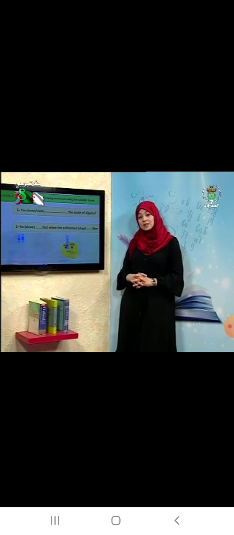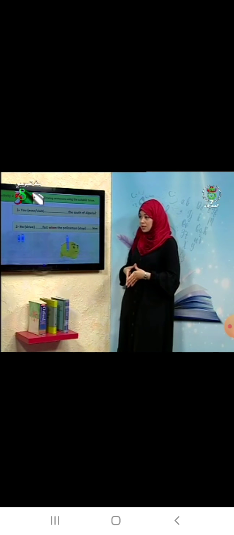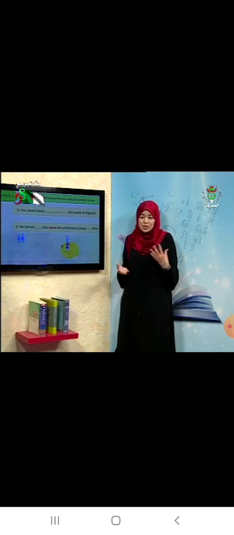Here we have the time marker ever. When we hear the word ever, which tense comes to your mind? Yes, it's the present perfect. Good. Something that had started before and it still continues or has an effect. At the end of the sentence here, we have a question mark. So we need to start the sentence with a verb, not a subject. So let's see. Good. You ever visit the south of Algeria?